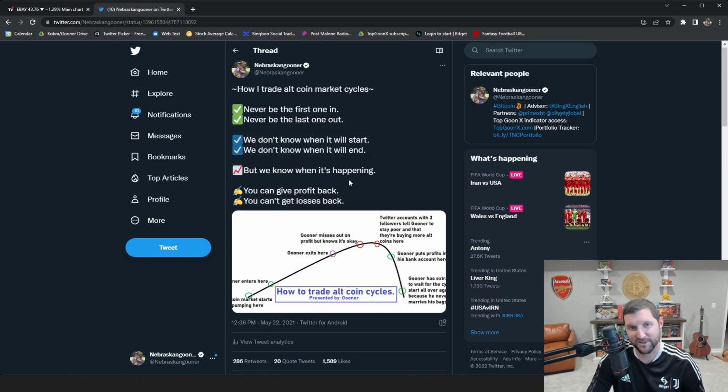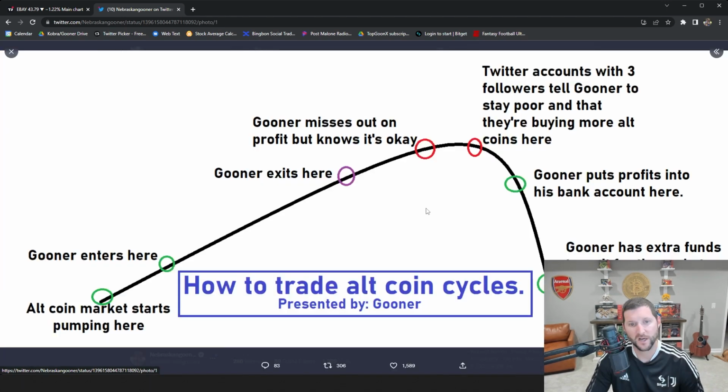That didn't even make sense. You can give profit back. You can't get losses back. Now, technically, you can obviously get losses back, but anyway, you can give profit back in unrealized profits, which a lot of people do a lot of times.